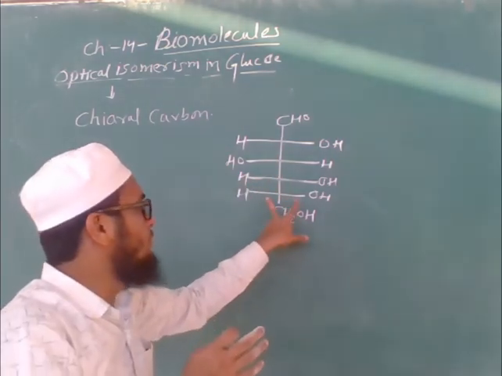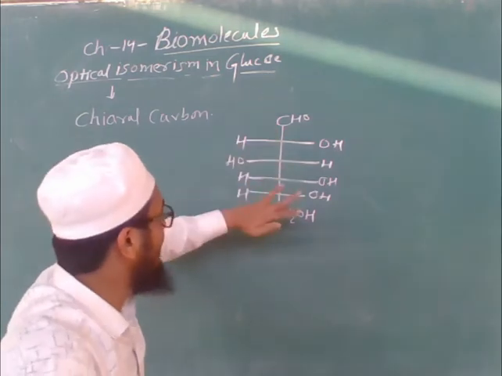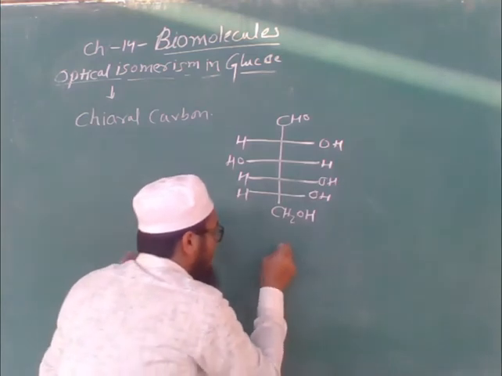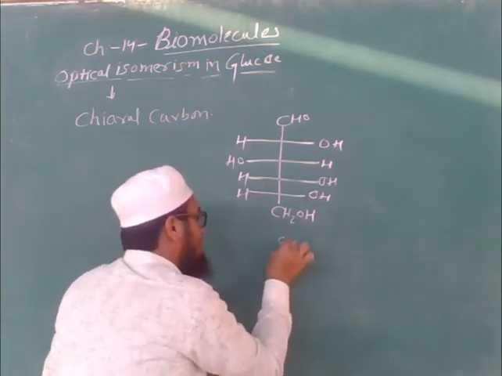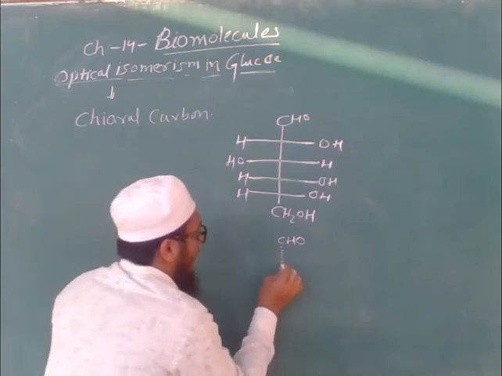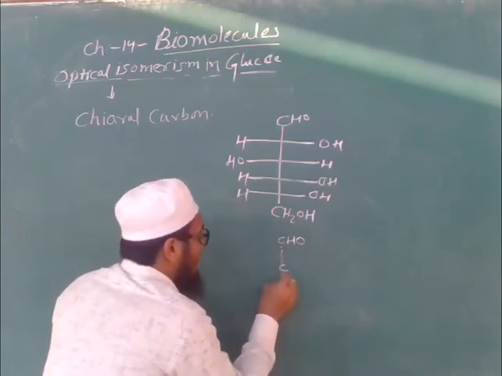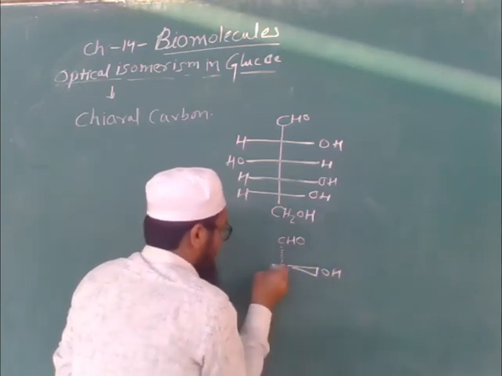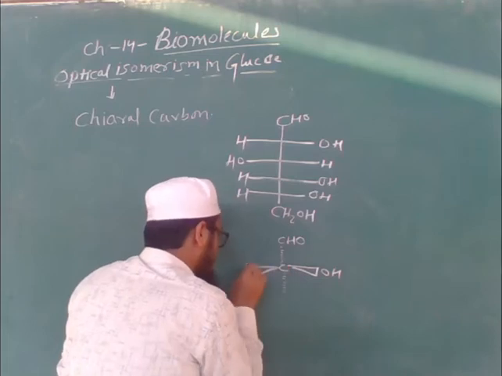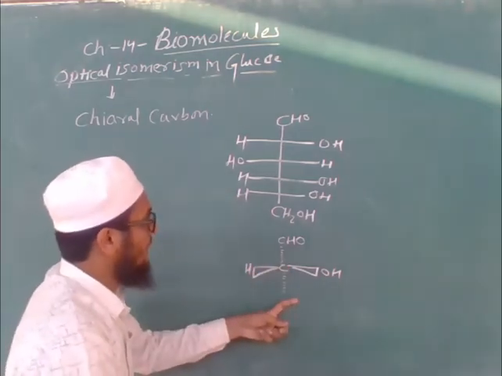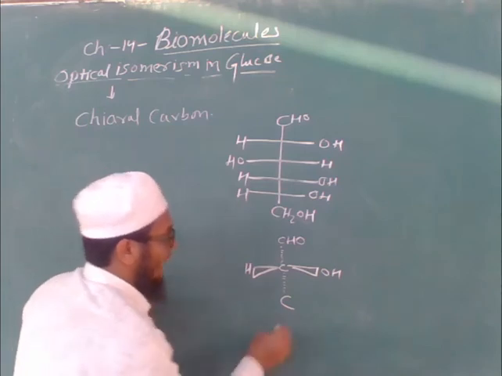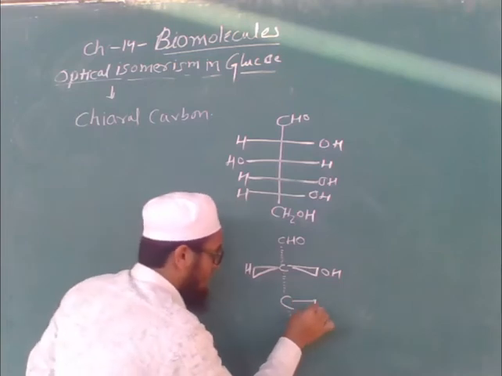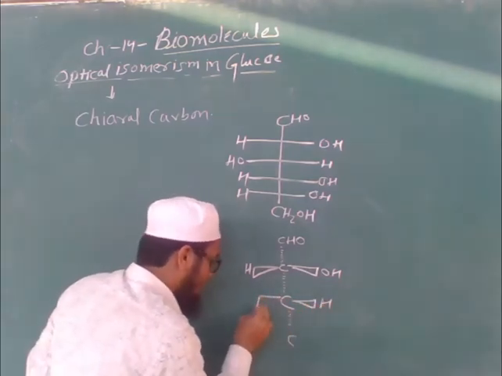These two horizontal lines show that these two are coming towards you, and the one above and the one below mean they are going away from you. I can draw just one or two structures like this. This dash line, CHO. Okay. Again this is our carbon. Again this dash line, OH. This one is H. Now what will be the next? Next will again be carbon, again with the dash line. Second carbon, what does it have? It has hydrogen here. It has OH here.